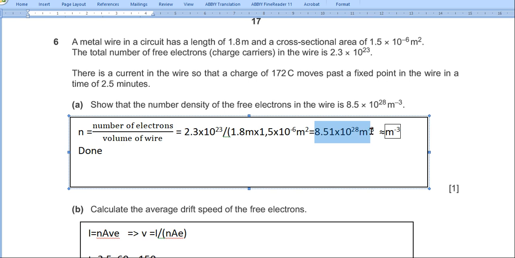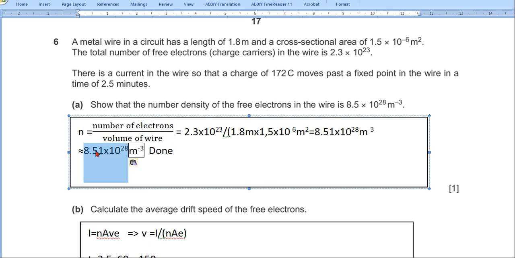Here I see some mistake. Okay. So number density is number of electrons by volume of wire. Wire is cylinder. And when you are calculating, don't forget to use brackets, brackets for calculator, because calculator doesn't know that you divide by all of them.